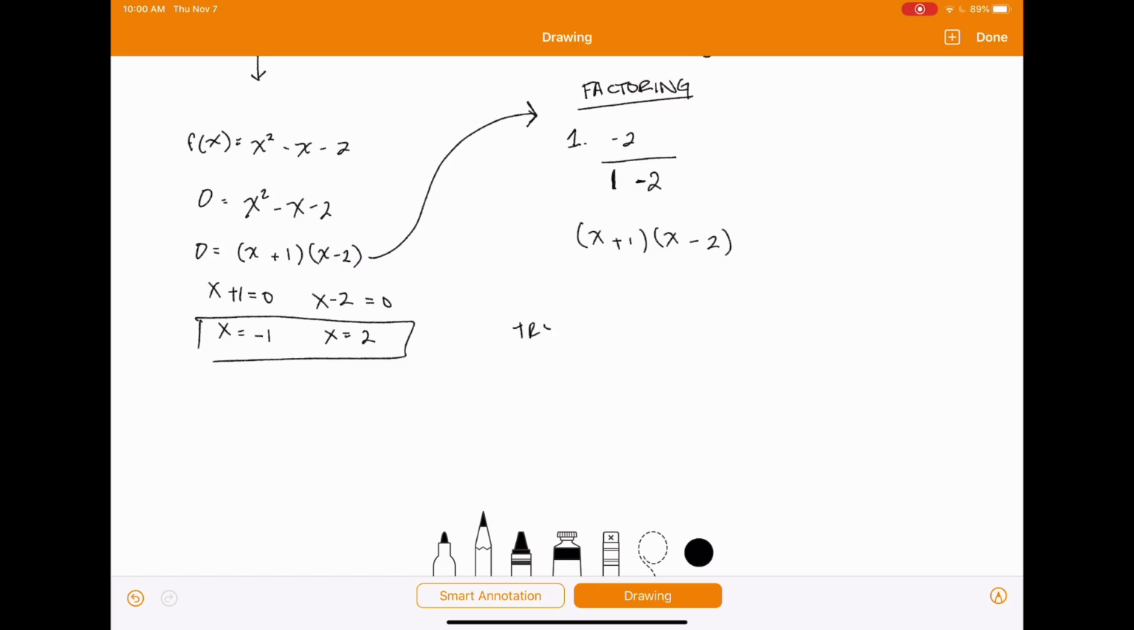So go ahead now and try on your own this one right here. If you've got f of x equals x cubed minus x, find the roots. All right, so go ahead and pause the video, work that out on your own, and then you can check your solution in the PDF below. It's going to be number 1.